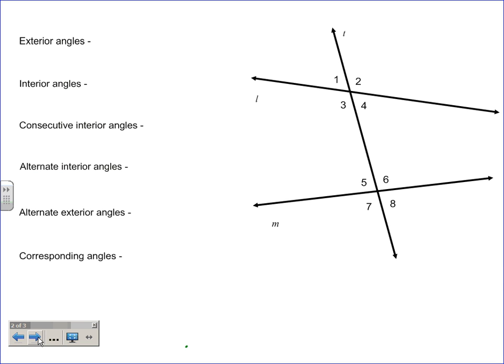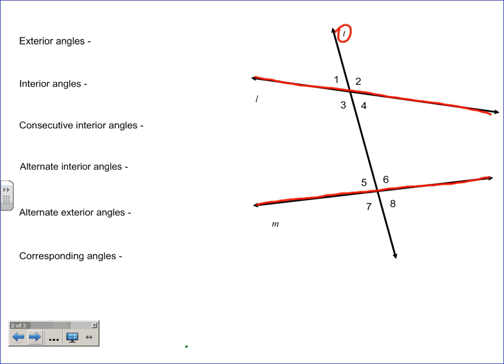So as I look at this, if T is the transversal that we are concerned about, we can name all these types of angles. Okay? And look at it this way. If T is the transversal, we're using these two lines.